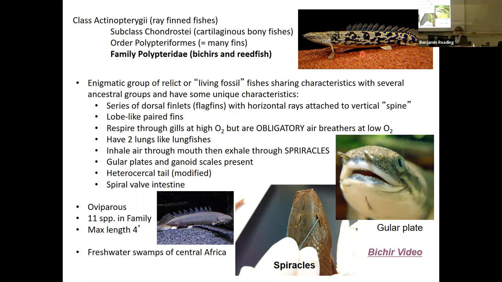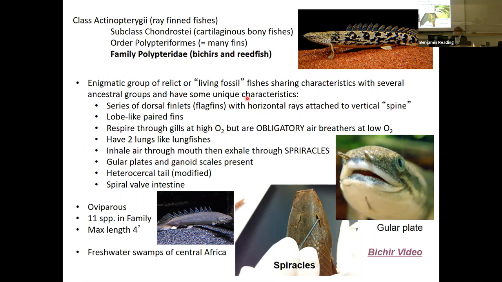Next family we'll talk about is family Polypteridae, the Bashir or the Bakir, often called the reed fish. And again, these are also in Africa, the African reed fishes. And here's a picture of one of these things. They're very characteristic. They're also a group of relict or living fossil fishes. Very ancient, have not changed their body form in hundreds of millions of years. They have characteristics with several ancestral groups, along with some other unique characteristics.